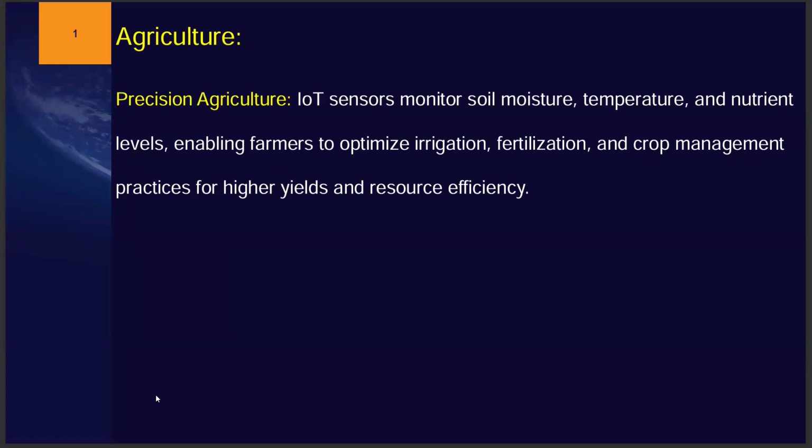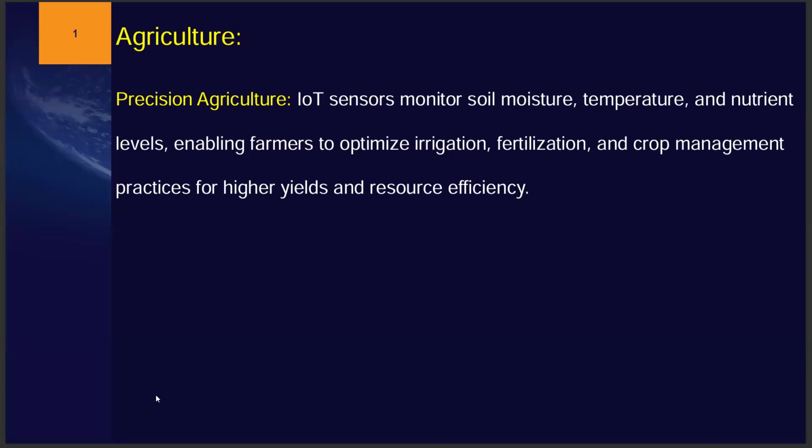Now, let's look at it in terms of agriculture. Now, precision agriculture. IoT sensors monitor soil moisture, temperature, and nutrient level, enabling farmers to optimize irrigation, fertilization, and crop management practices for higher yields and resource efficiency. So that's when you look at it in terms of precision agriculture. And one of the things I've realized with IoT devices is that each and every time you want to build a module, like your AI module, the overall thing is that it will help you to what? To understand the irrigation, fertilization of this crop management.